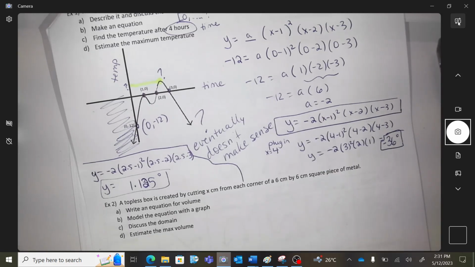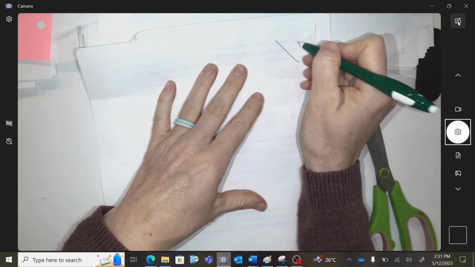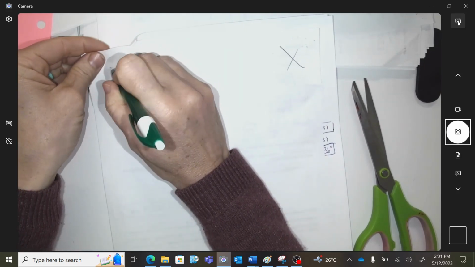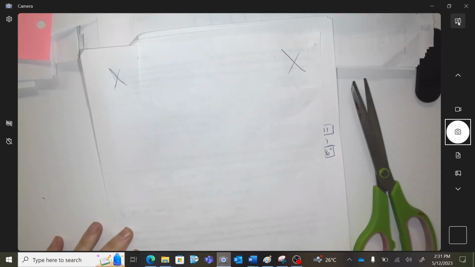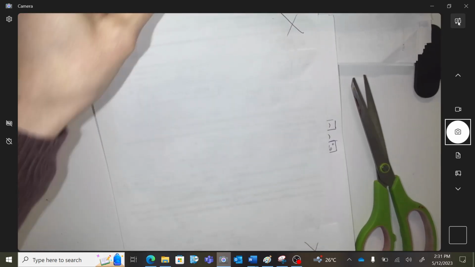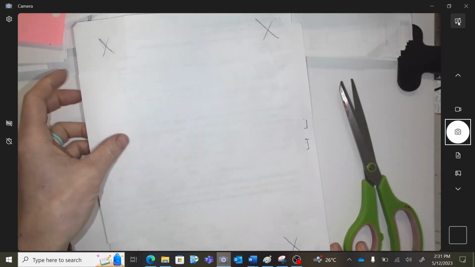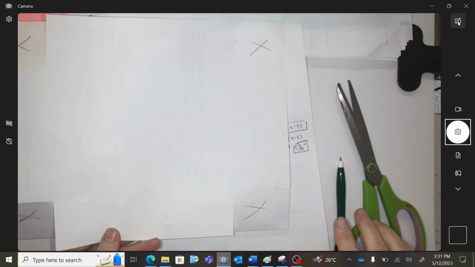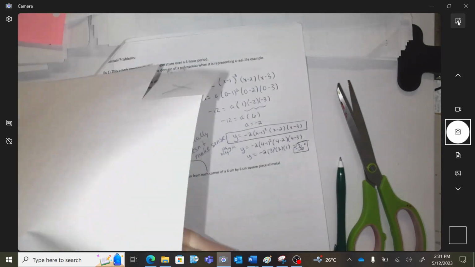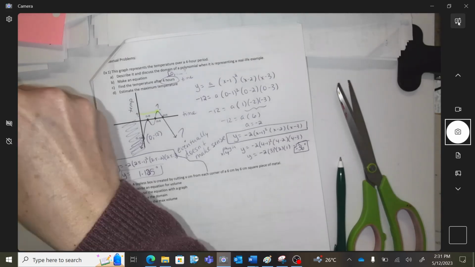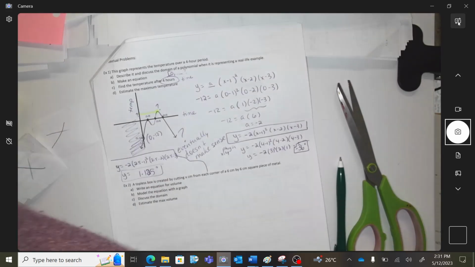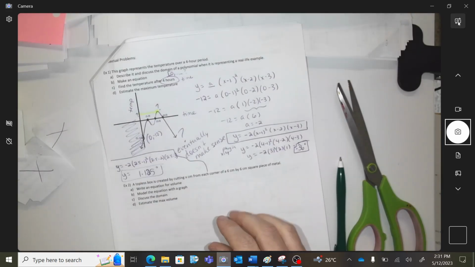Okay, here's what you do. You start with a piece of paper. I'm starting with a piece of paper, and I'm going to cut some amount off of each corner of my paper. Okay? Everyone's good with that? I'm going to cut a square off of each corner. So this is what it looks like.